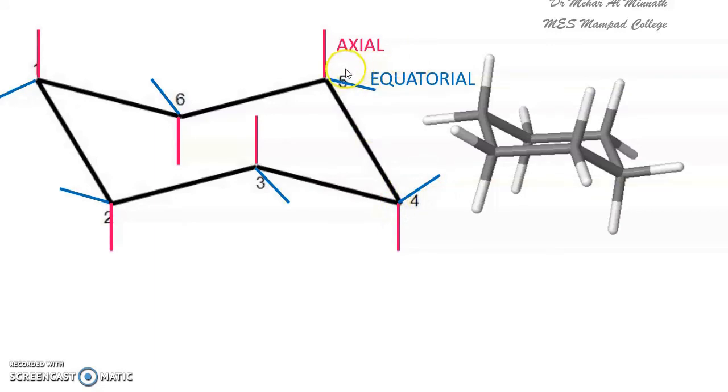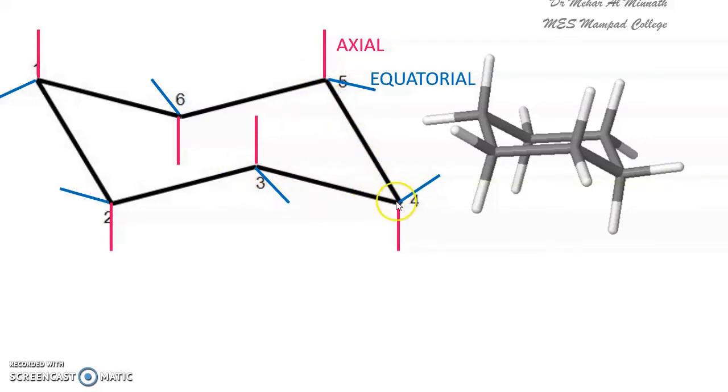One more thing: the equatorial CH bond on carbon 5 is parallel to the C3-C4 bond. Equatorial CH bond on carbon 6 must be parallel to the C1-C2 bond. Equatorial CH bond on carbon 1 must be parallel to the C2-C3 bond. Equatorial CH bond on carbon 2 must be parallel to the C1-C6 bond. Equatorial CH bond on carbon 3 must be parallel to the C5-C4 bond.